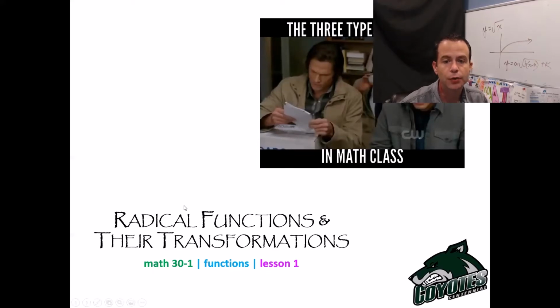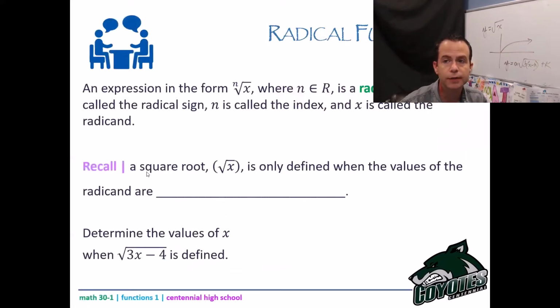For this first section, just take note of this little picture here. It's not in your workbook, so don't try and find it in your workbook right now. It's just me introducing things. An expression in the form the nth root of x, where n is any real number I want, is called a radical. The check mark symbol is called the radical sign, n is called the root index, and x is the radicand.